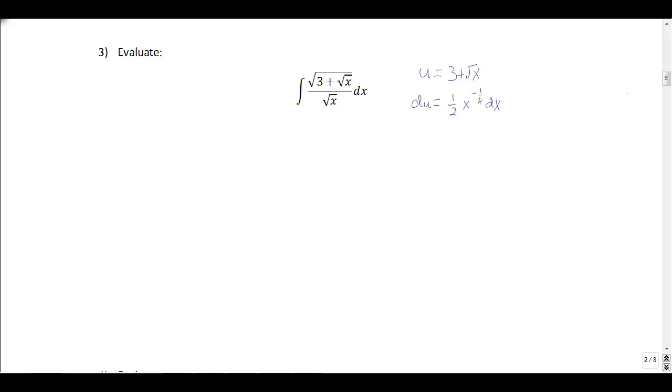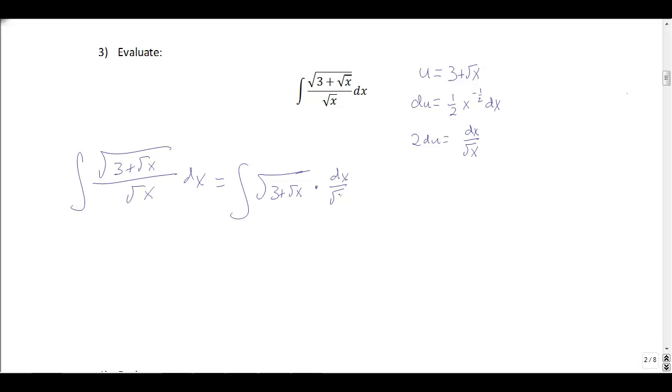Those are my differentials. And I could write this as, maybe I could move the 2 to the other side and get 2 du is dx over square root of x. So the negative exponent puts the x to the 1/2 in the denominator. X to the 1/2 is just square root x. And now what happens here is let's just start over here. So square root 3 plus square root x all over square root x dx. Essentially, I'm going to rewrite this as square root 3 plus square root x times dx over square root x.